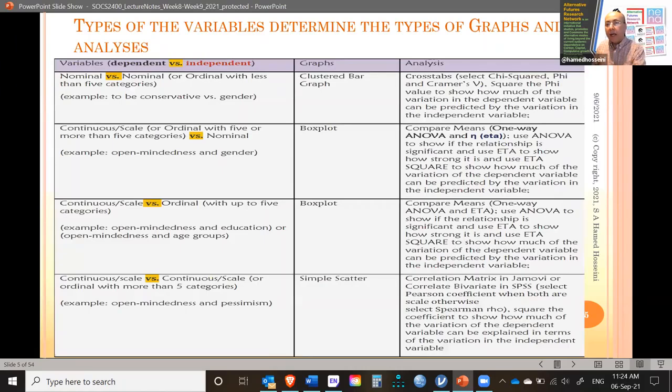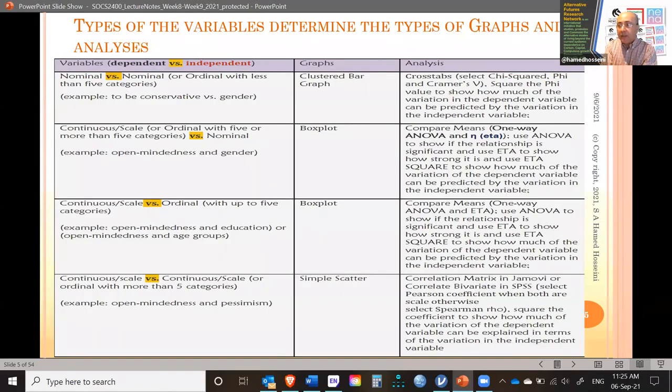Okay, no panic. Now we are dealing with more than one variable, so we have a combination of types. For instance, one variable is nominal and the other one is nominal, and all that requires some type of graphs and some types of tables or analysis. If one is ordinal and the other one is nominal, or one is continuous and the other one is ordinal, or both are continuous. So you can see different combinations of types require different graphs and different analyses.